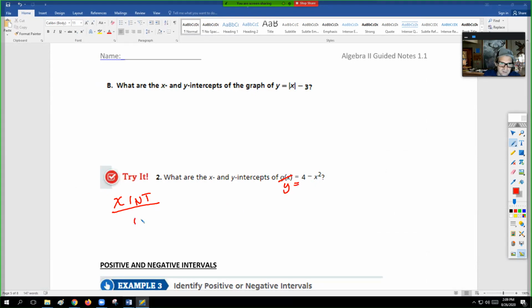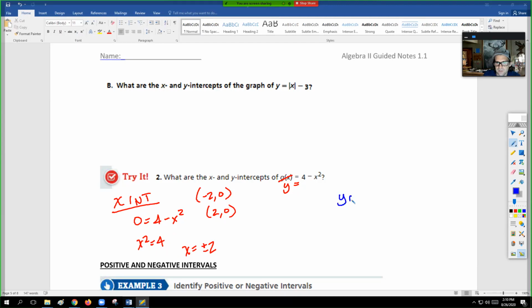All right, so it would be 0 equals 4 minus x squared. I'm going to move the x squared over to the other side because I always like having positive x's. So x squared equals 4. What number squared equals 4? Well, that would be 2, but actually not just 2, positive and -2. So we would have -2, 0 as an x-intercept and +2, 0 as an x-intercept.